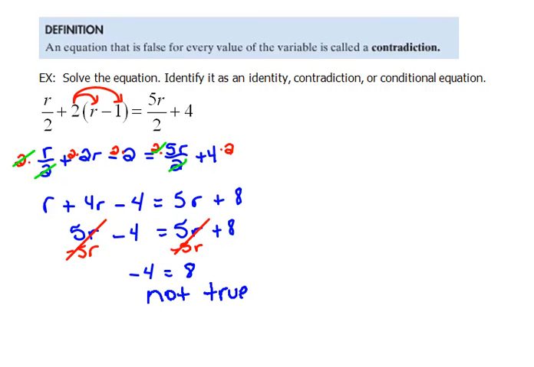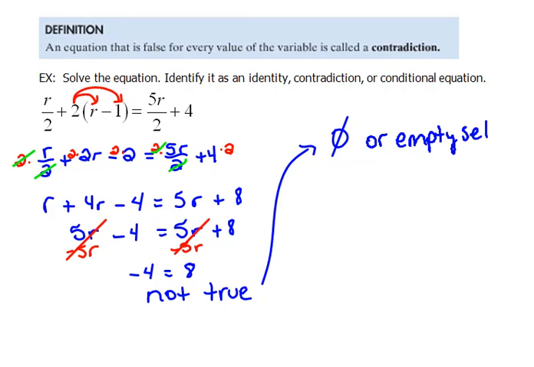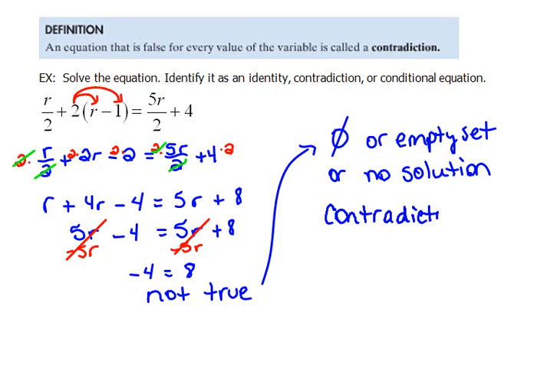So when we run into a situation like this, then we truly say that the answer is the empty set. Remember that from our set notation? Or you can say the empty set, or you could even say no solution. Now, this is a contradiction as an equation because there is nothing that will make this work. There's nothing that will make this a true statement, so therefore we call it a contradiction.